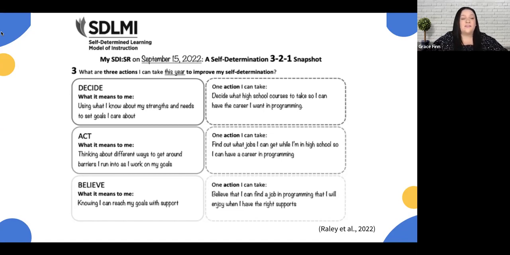Act. For Isabella, acting is thinking about different ways to get around barriers that she runs into as she works on her goals. An action she can take is to find out what job she can get while in high school so she can have a career in programming. What else could she be doing to help reach that ultimate goal of being a programmer? And then believing. To Isabella, this just means knowing that she can reach her goals with support. She believes that she can find a job in programming that she will enjoy when she has the right supports.